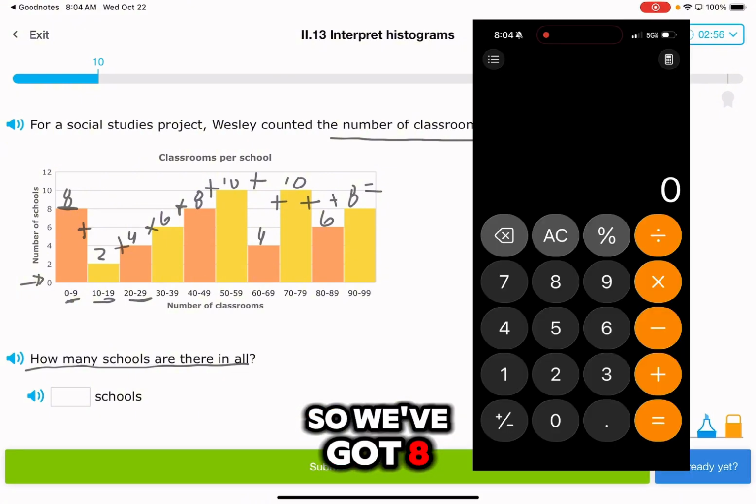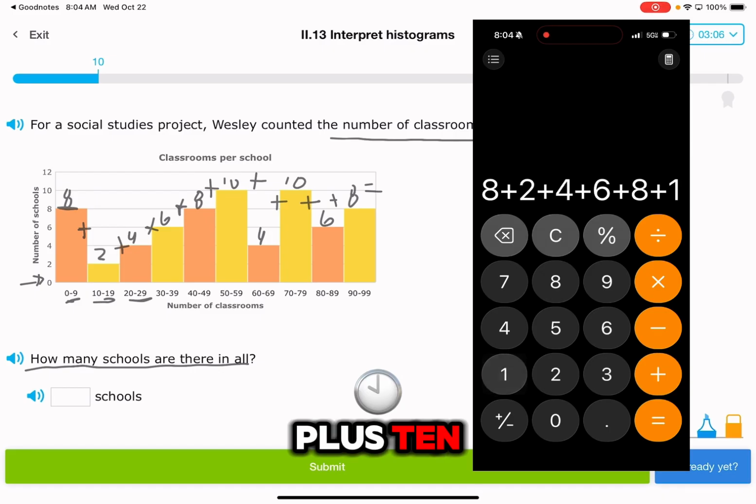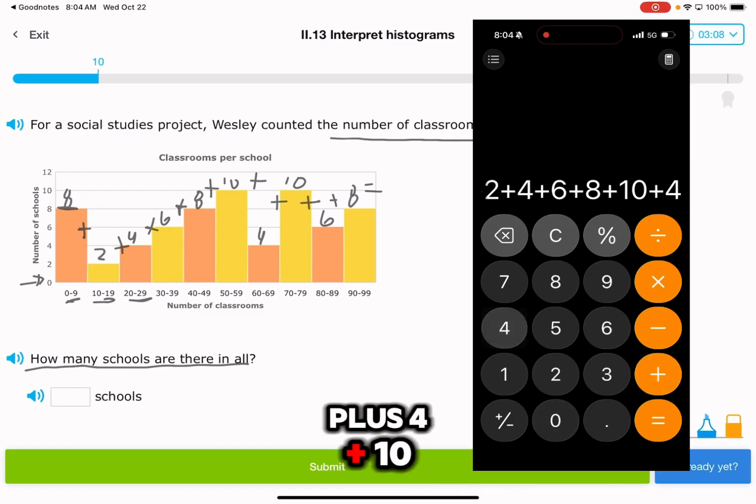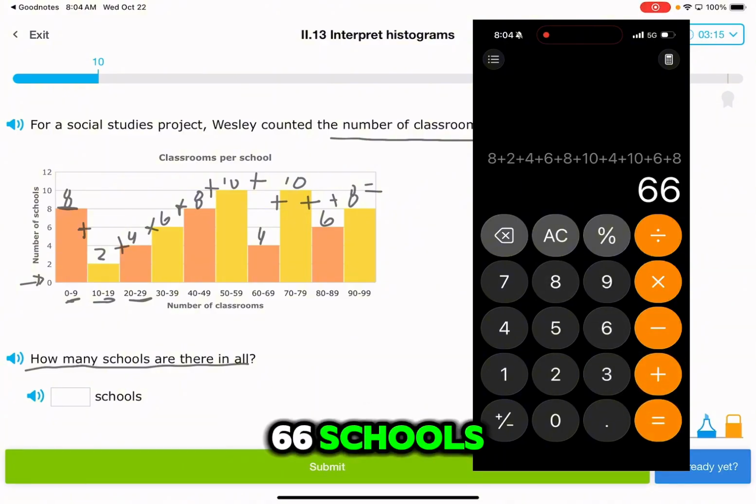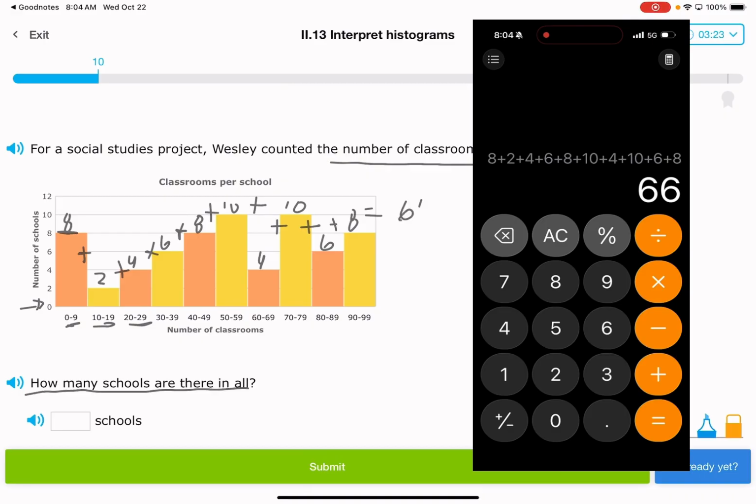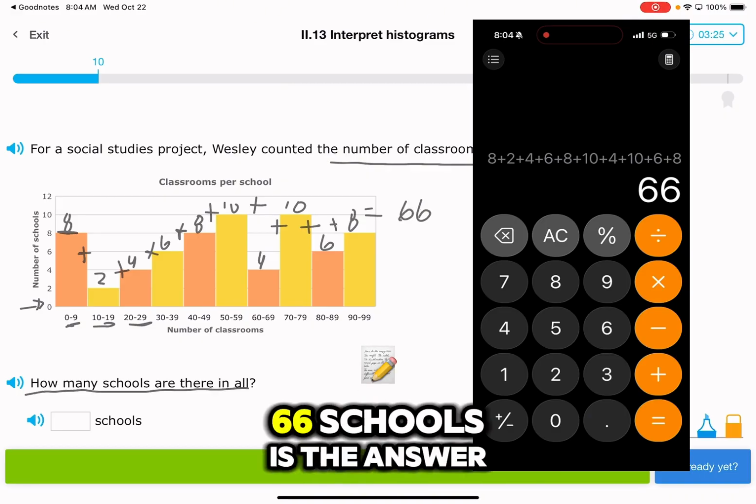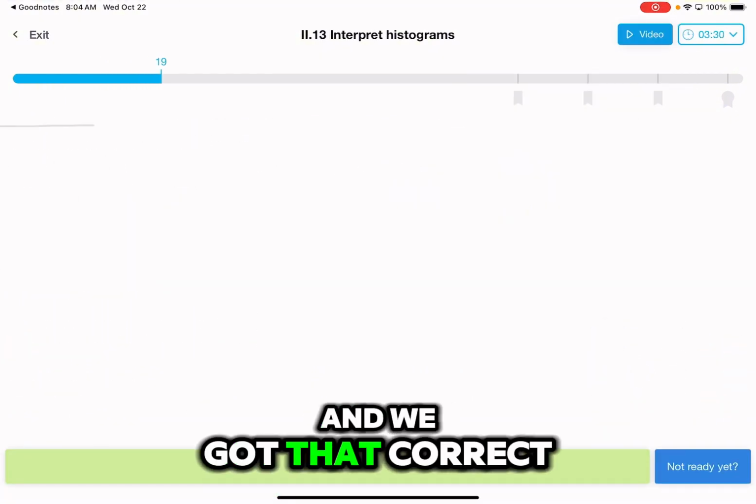So we've got 8 plus 2 plus 4 plus 6 plus 8 plus 10 plus 4 plus 10 plus 6 plus 8 equals 66 schools. So it should be 66 schools is the answer. And we got that correct.